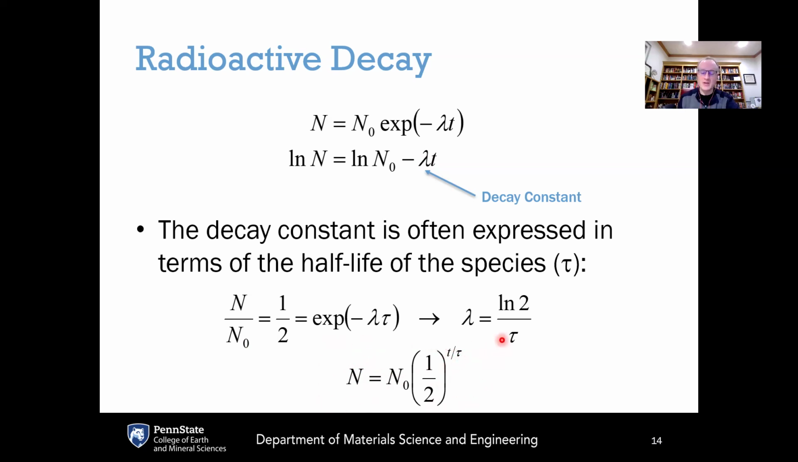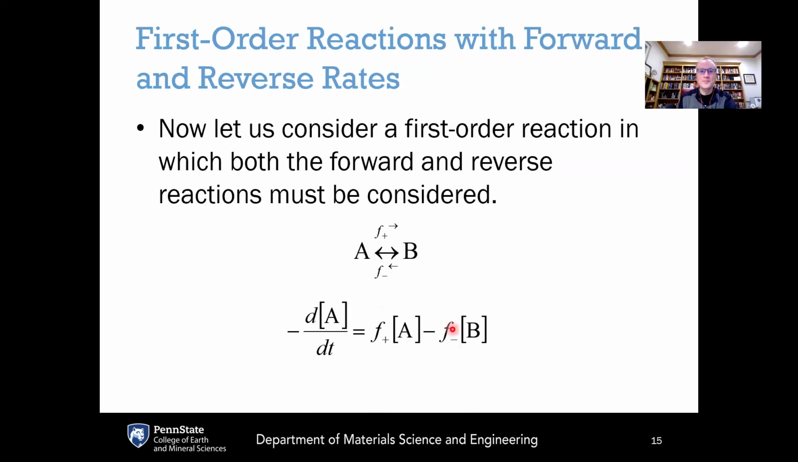And so this is a mathematically equivalent way to describe that radioactive decay reaction. And this is the more common way to express radioactive decay, since it is expressing it in terms of a half-life tau. Okay, now let's consider first-order reactions with both forward and reverse rates.